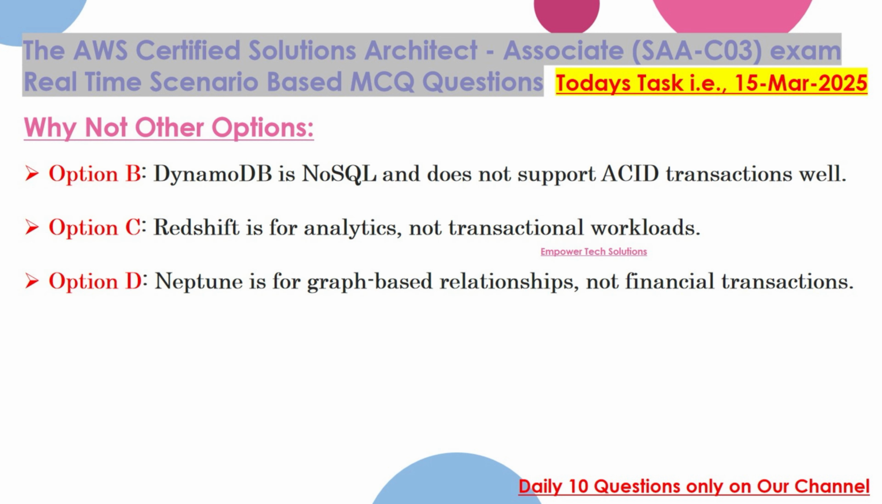Why not other options? Option B. DynamoDB is NoSQL and does not support ACID transactions well. Option C. Redshift is for analytics, not transactional workloads. Option D. Neptune is for graph-based relationships, not financial transactions.